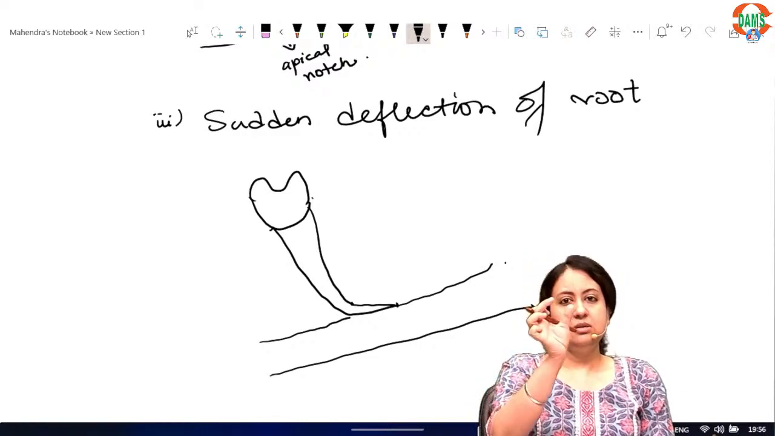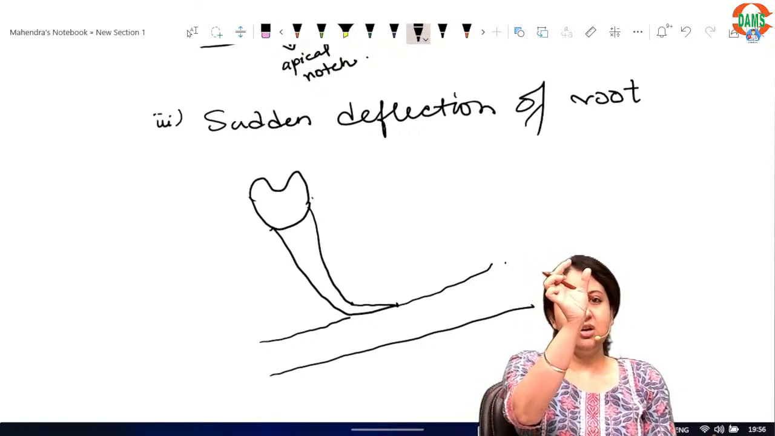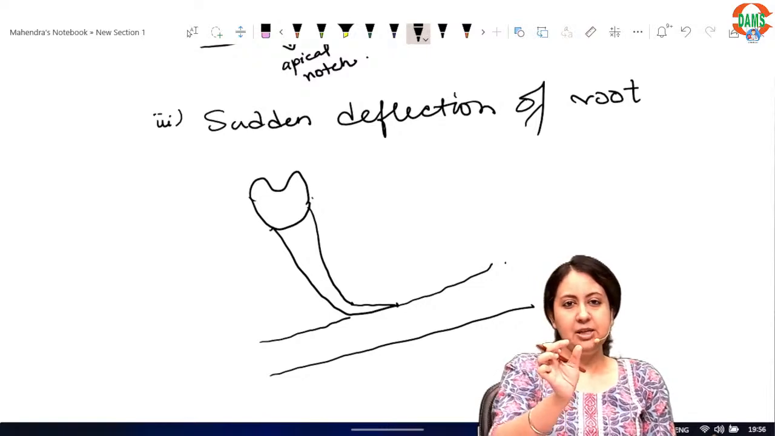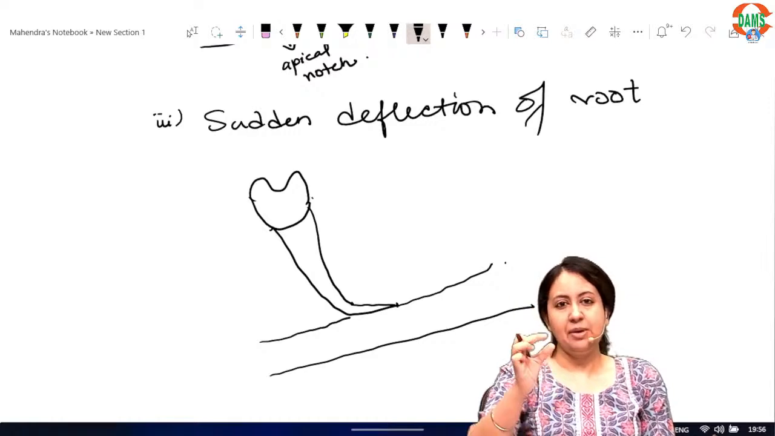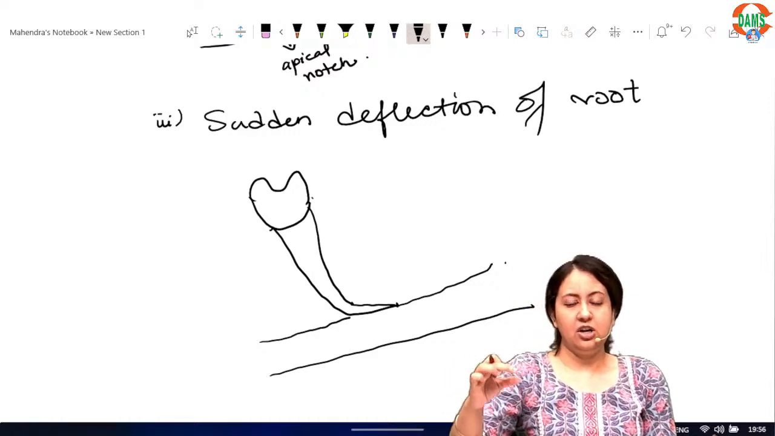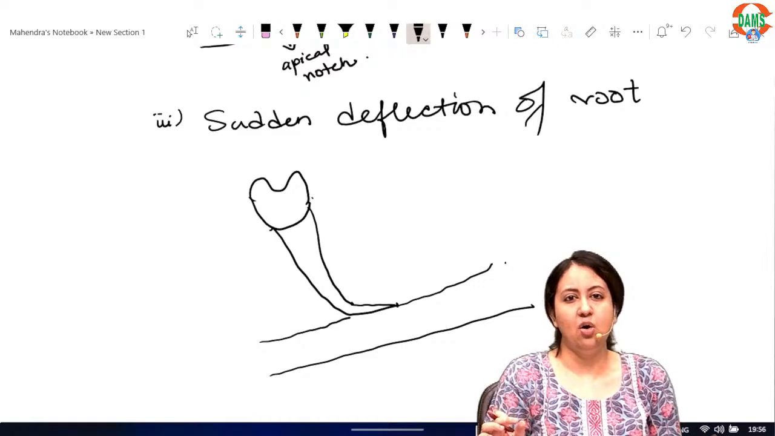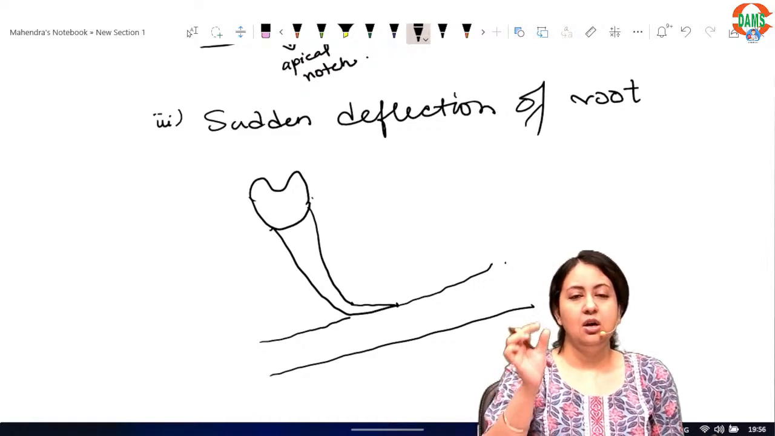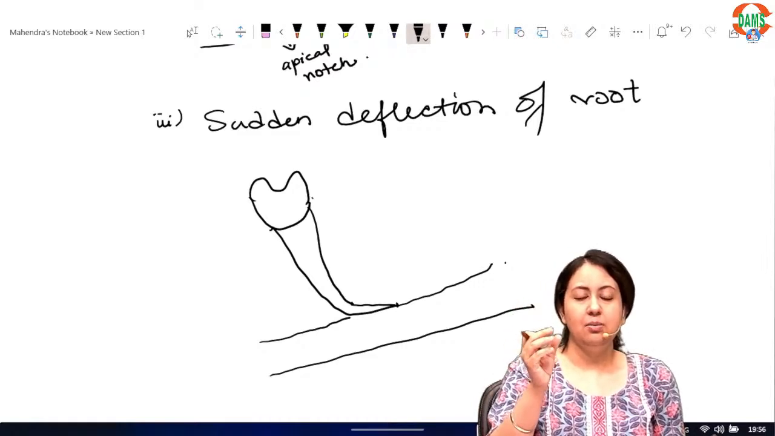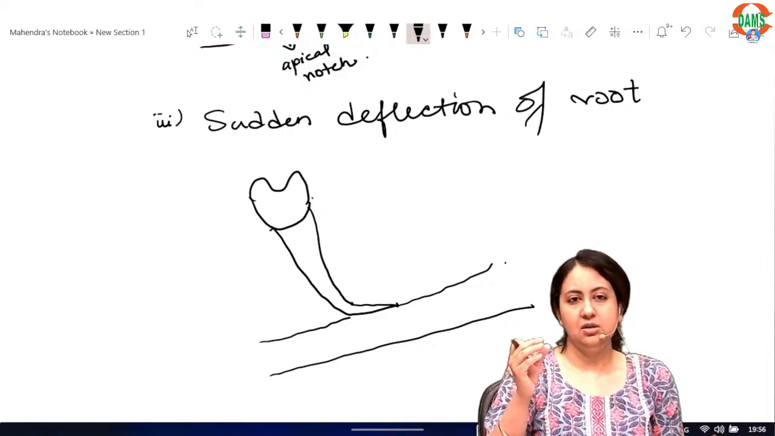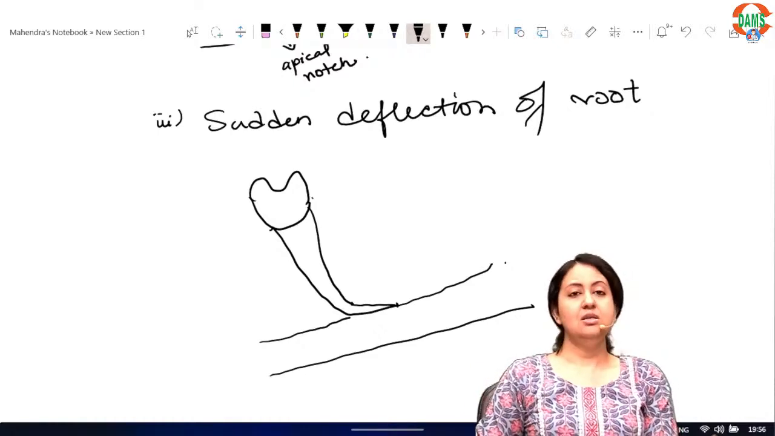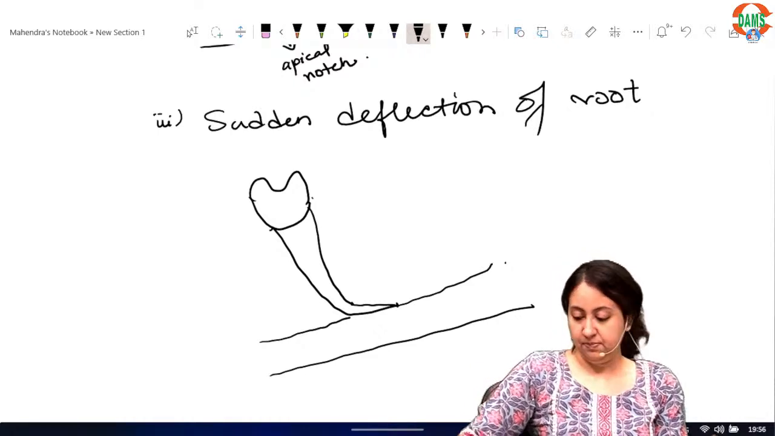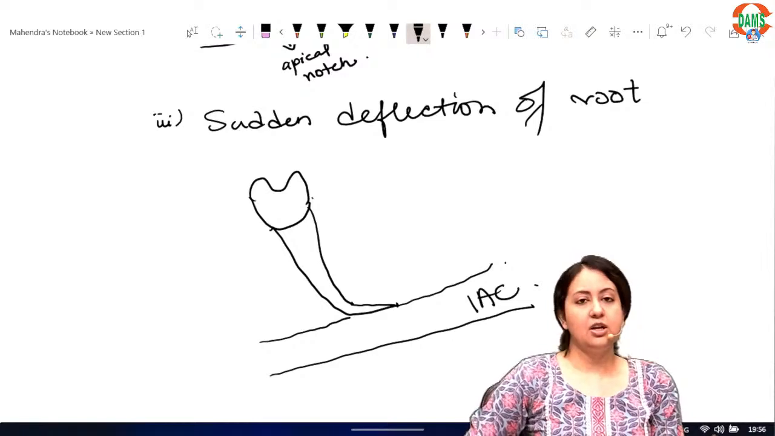If you trace the root, it was going straight and at the apex it suddenly deflected. The root was going straight and suddenly deflected at the apex. Alright, this is sudden deflection of root. It was going in a nicely formed manner till the apex, and suddenly at the apex there is a deflection of the root. This is your inferior alveolar canal.